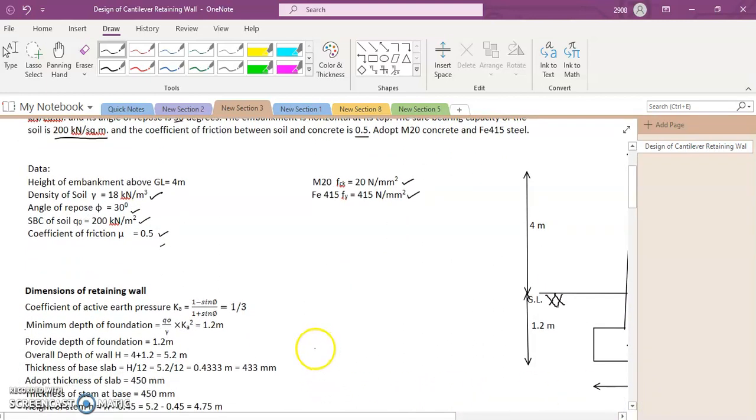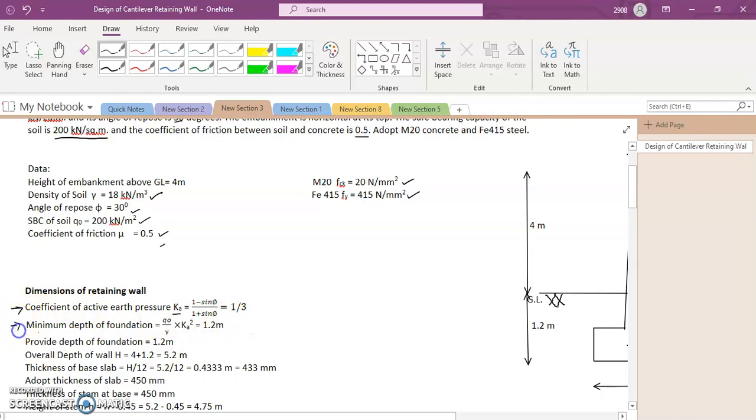Next, we have to dimension the retaining wall. First, we need to find out the coefficient of active earth pressure, which is given by Ka. Ka is equal to (1 minus sine phi) upon (1 plus sine phi), which, when you substitute the value of phi as 30 degrees, we will get as 1 by 3.